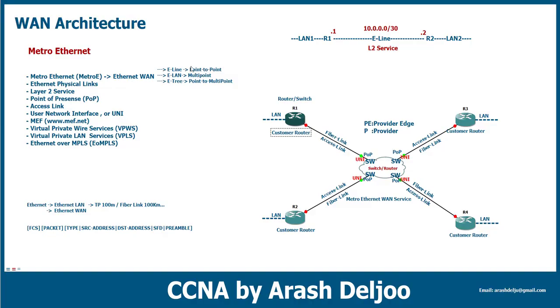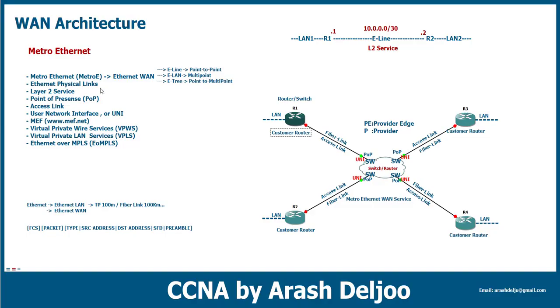This is the Ethernet WAN. We have three types of Metro Ethernet: E-Line, E-LAN, E-Tree. E-Line means point-to-point Metro Ethernet. E-LAN means multi-point Metro Ethernet. E-Tree means point-to-multipoint. I will explain these three types more later.